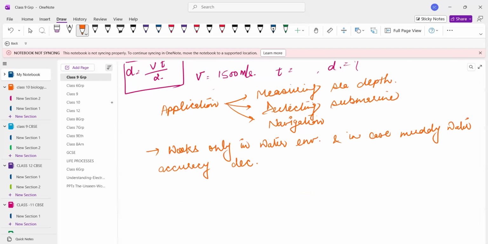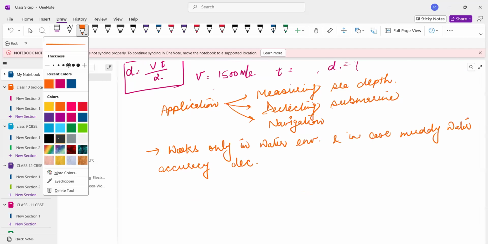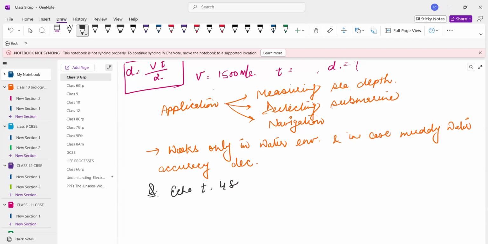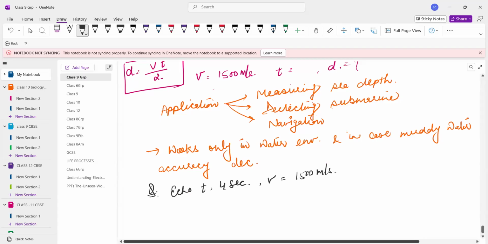Let's do a question. Suppose we have a sonar system and it detects an echo after 4 seconds, and the speed of sound in water is the same, 1500 meters per second. Find the depth of the water body.